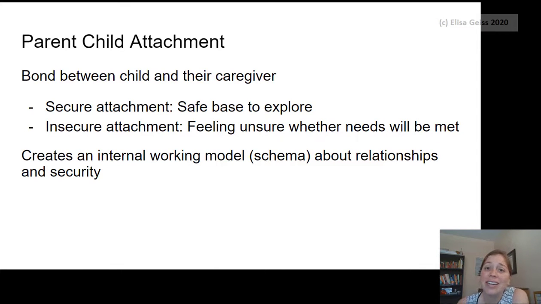As you can imagine, an insecure attachment might be related to something like anxiety. If you're unsure about whether or not your needs will be met, you may be anxious about whether or not you'll have your needs met. And this creates an internal working model. So basically a schema or thoughts about what relationships should look like.